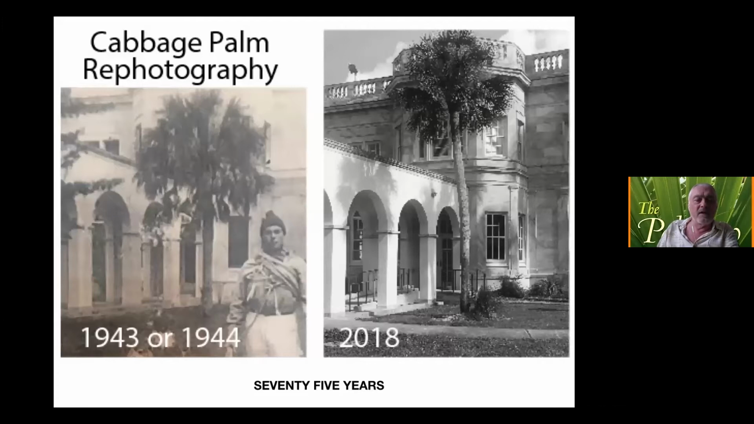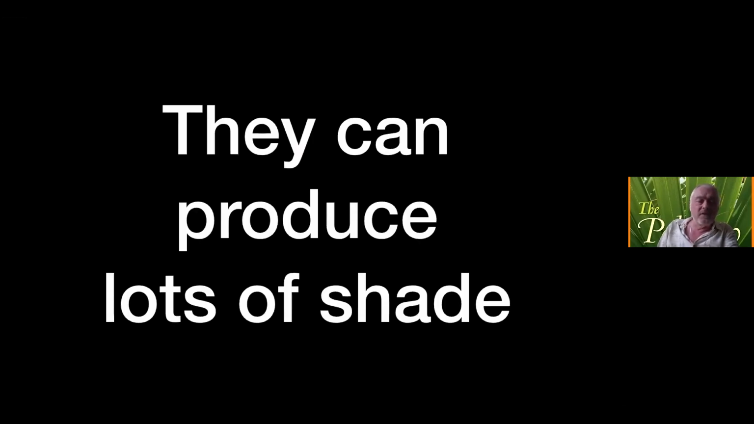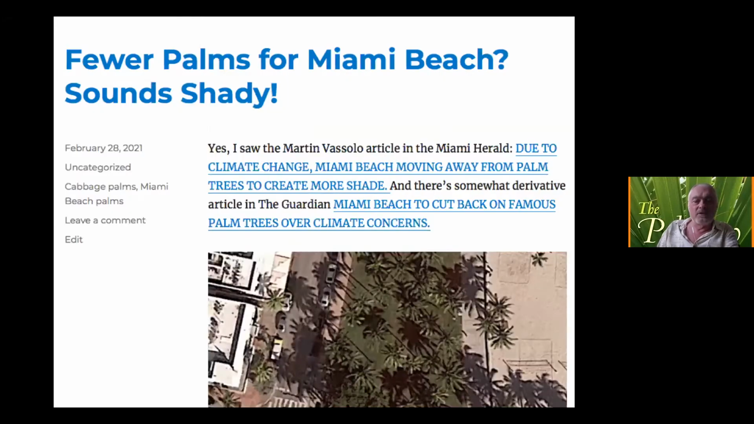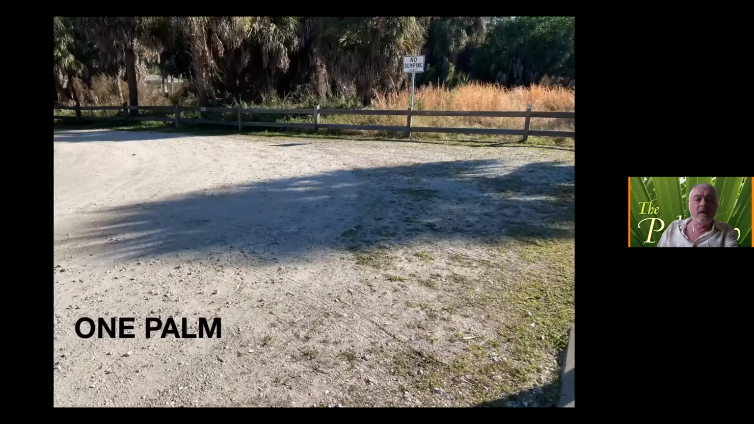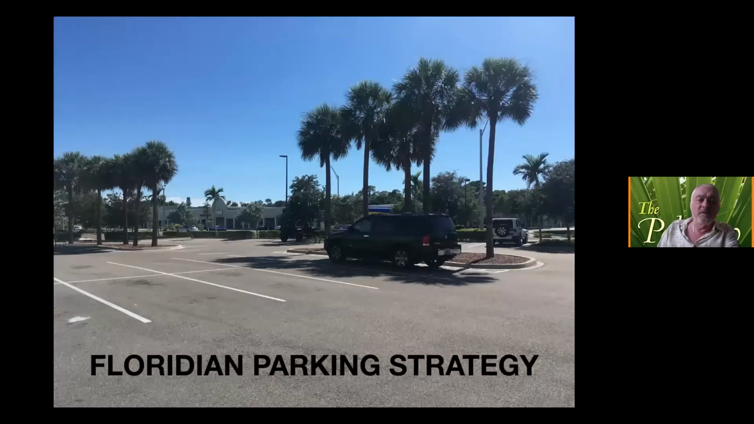This is a photograph taken in the Second World War at New College, and then I tried to rephotograph the same tree 75 years later, and you can see for 75 years, it didn't grow very much. These trees can produce a lot of shade, and it aggravates me when people talk about shade trees and canopy trees and they leave palms out. Miami Beach just decided they're going to plant fewer palm trees because they don't produce shade. And here, this is the shade produced by a single cabbage palm. Here's a smart shopper. He picked the parking space furthest from the Walmart entrance, but he parked there to be in the shade of these cabbage palms.